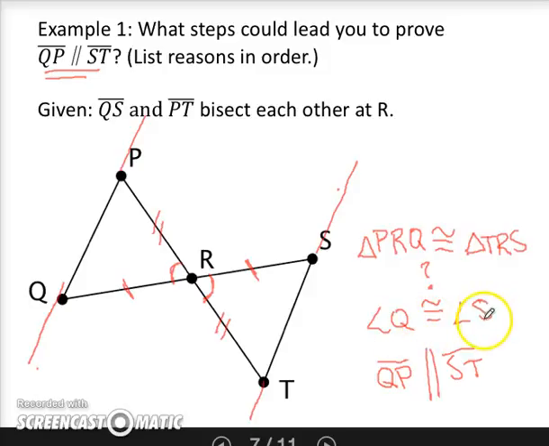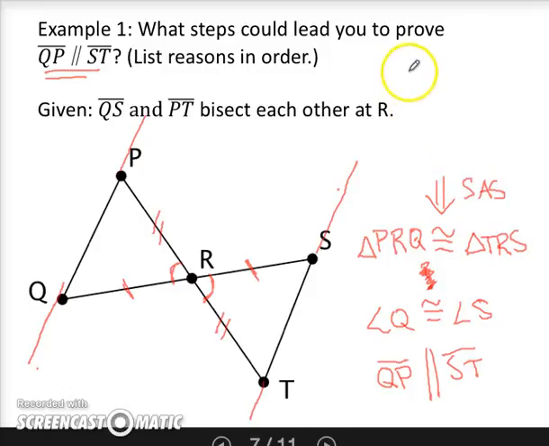Are Q and S corresponding parts of those triangles? Well, Q and S are listed as the last vertex of the triangle. So yes, they are corresponding parts of these two triangles. So I can get rid of the question mark and say that for sure. So I have the last three steps of the proof outlined here. And all I need to do is write down the information that led me to conclude this by way of the triangle congruency theorem SAS.